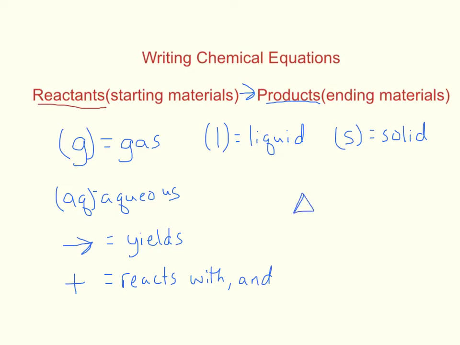There are some other symbols that you might see sometimes. If you see a triangle, that means that there was heat added to it. And sometimes above the arrow you'll see something, maybe something like KCl. What that means is this is a catalyst. A catalyst takes part in the reaction. It usually speeds the reaction up. But the thing is, it does not appear in the reactants or the products. It just takes part in the intermediate processes.